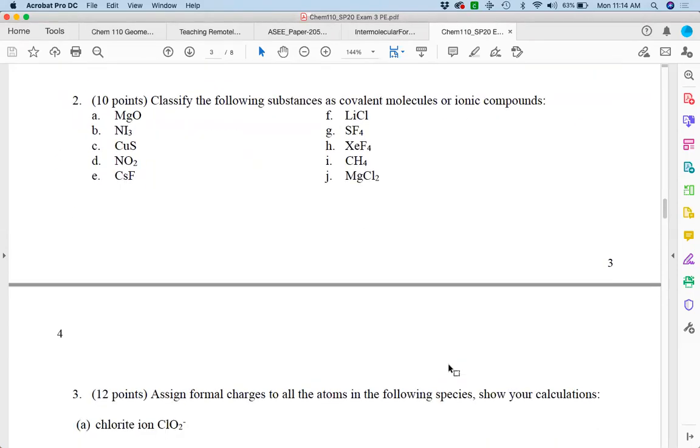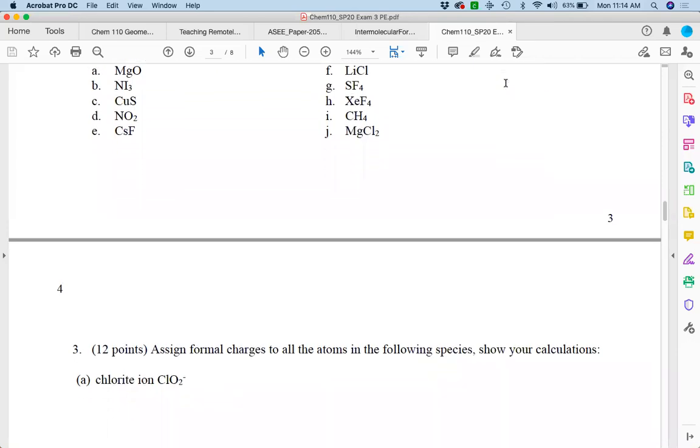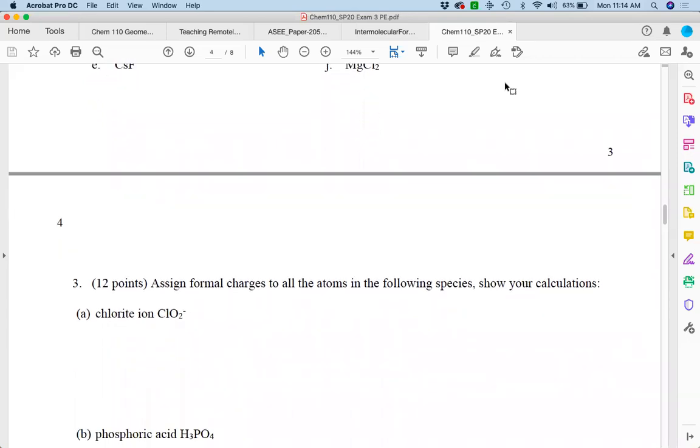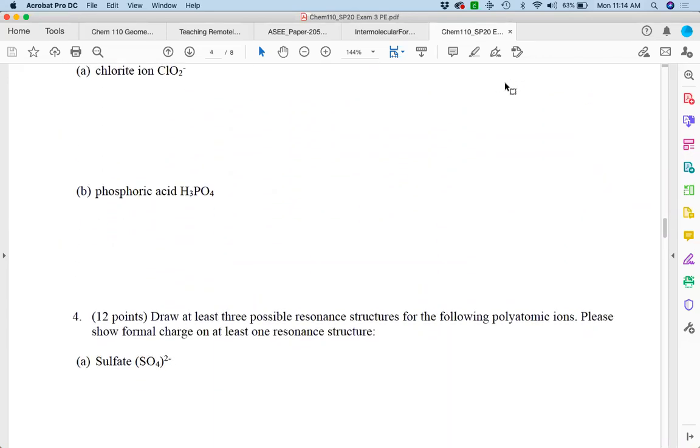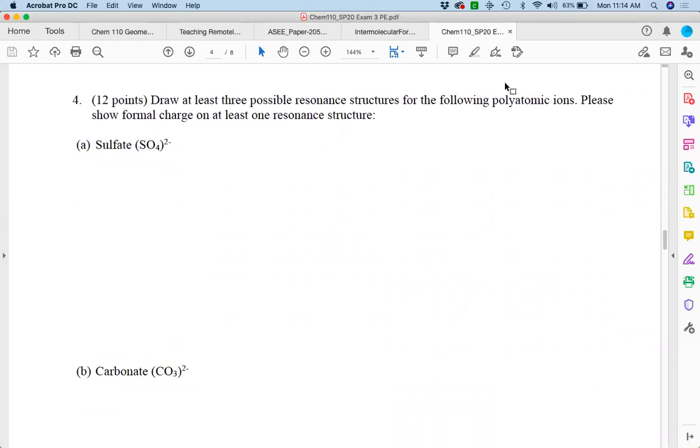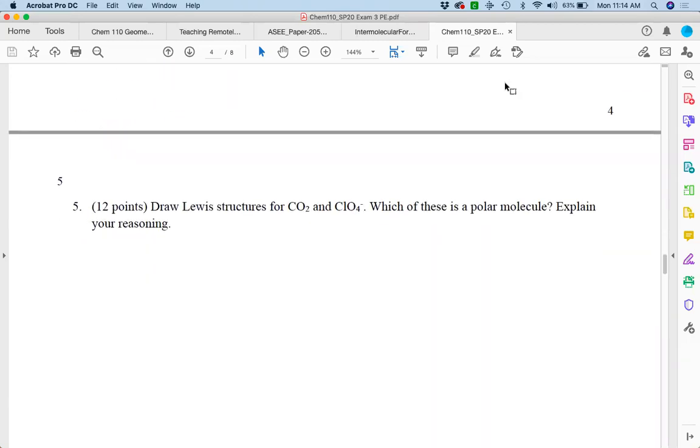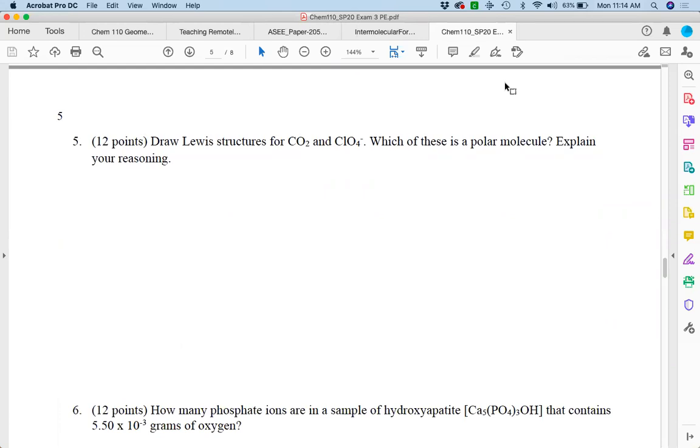Being able to classify substances as covalent molecules or ionic compounds. And then you can imagine that in addition to classifying as covalent or ionic, perhaps you could be asked to determine which intermolecular force is the strongest, for example, for a molecule. And then being able to assign formal charges, draw resonance structures, and draw Lewis structures and determine polarity, so which is a polar molecule versus which is not a polar molecule.